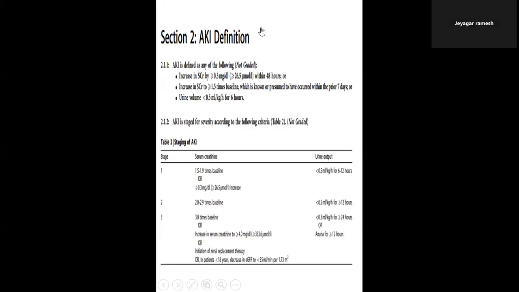If you see the AKI definition, everyone knows that it is an increase of serum creatinine by 0.3 milligram per deciliter within 48 hours, or 1.5 times the baseline within 7 days, or urine volume of less than 0.5 ml per kg per hour for 6 hours.